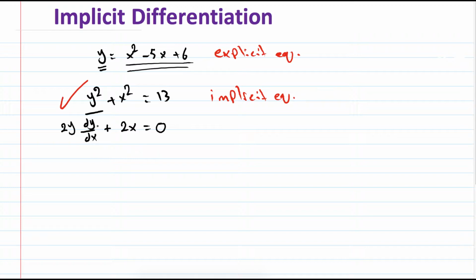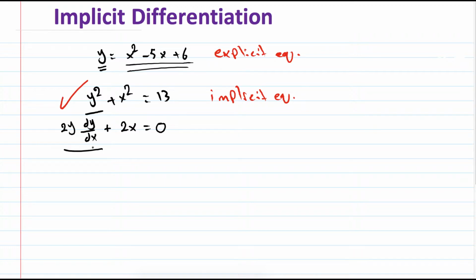So that is the only thing you do when you do implicit differentiation. After any y that you have, after you take the derivative of the y, you put a dy over dx. That is what you do.